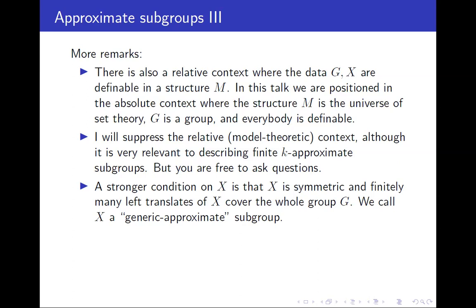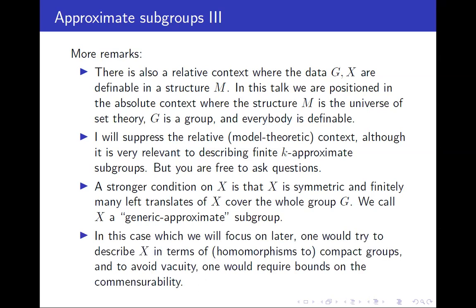Right? So, to finish the discussion, in this situation, which I'm going to focus on later, to have non-trivial statements, you'd require absolute bounds or relative bounds on the commensurability degree to say something interesting in this context of generic approximate rather than approximate. Okay. So I'm going to focus on this case later because the dynamics is something more easily accessible.